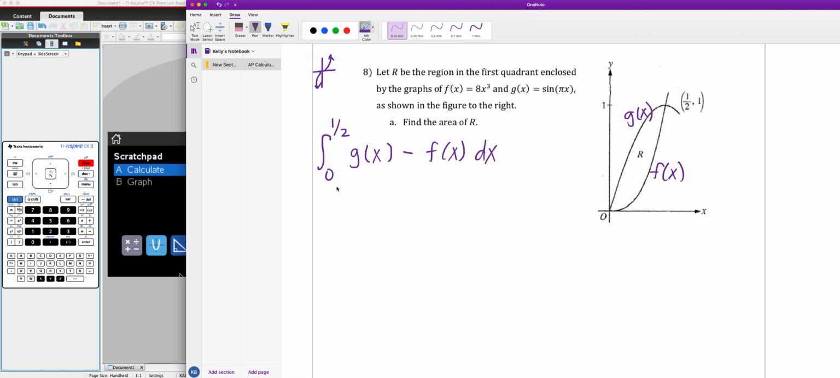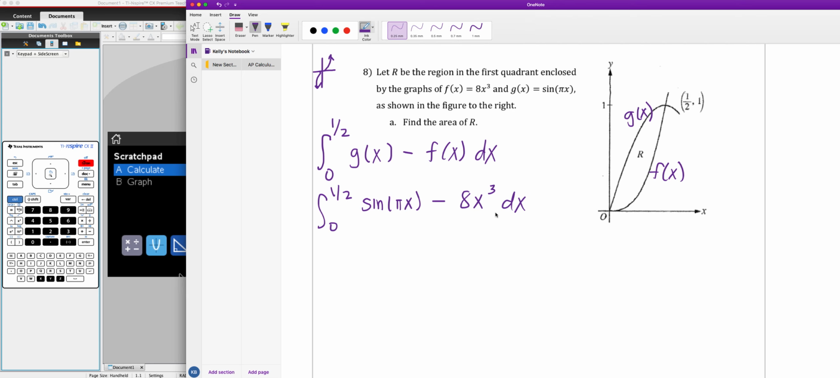Again, if this was calculator active, I would be good with my setup. I could type this into my calculator, see what numerical value I get out, and then write equals that value accurate to the thousandths place. But since we're going to test our integration skills here and make this not calculator active, I'm going to sub in the functions and actually integrate this by hand. So we get the integral from 0 to 1/2 of sine of pi x minus 8x cubed dx.